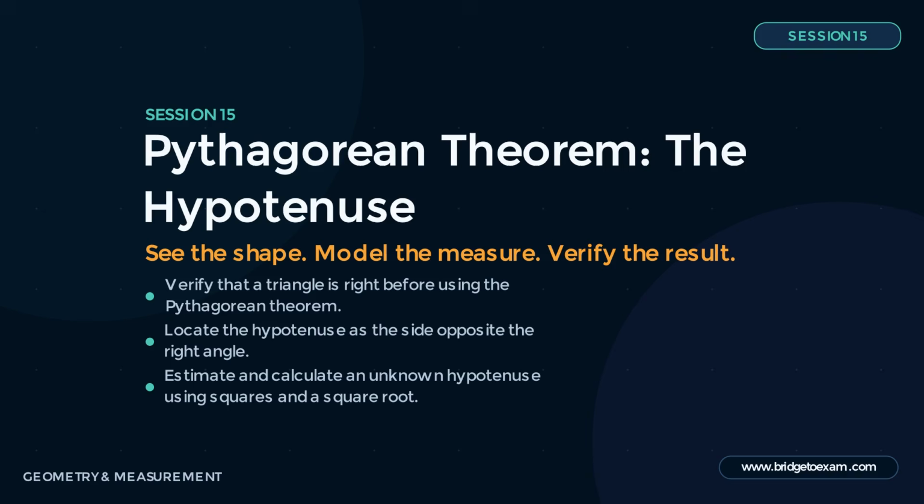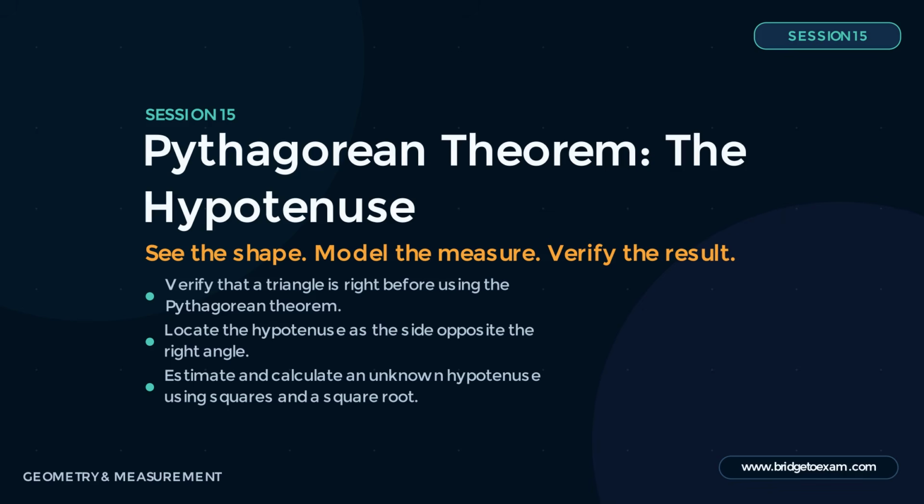Welcome to session 15, Pythagorean Theorem, the Hypotenuse. We will build the idea visually, solve a complete example, and finish with a short independent check. By the end, you will be able to verify that a triangle is right before using the Pythagorean Theorem.